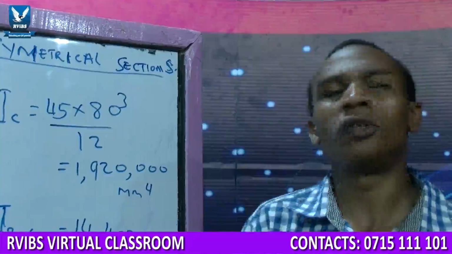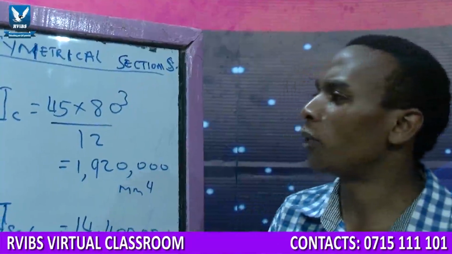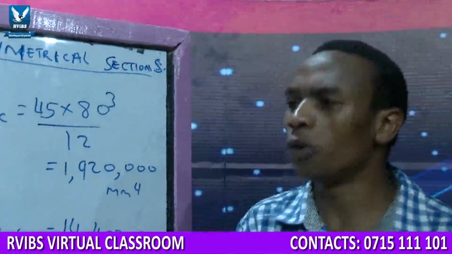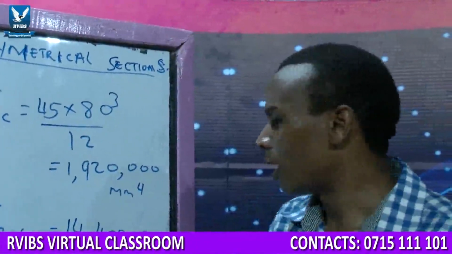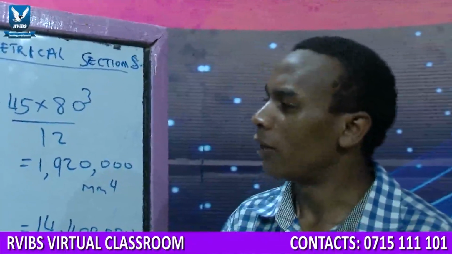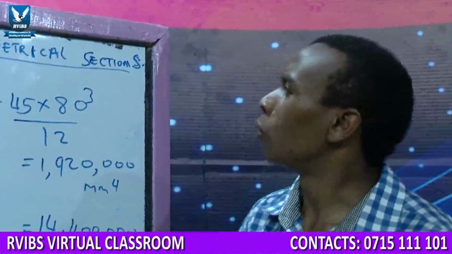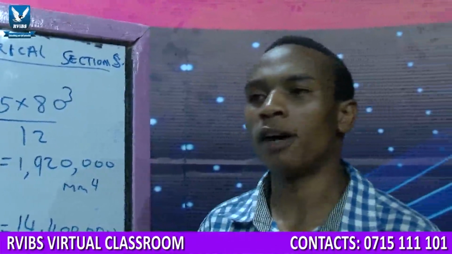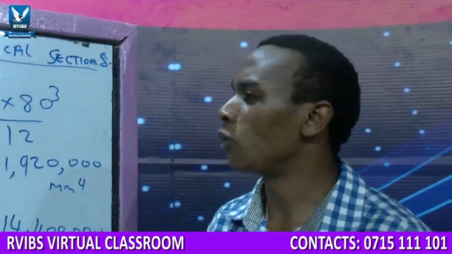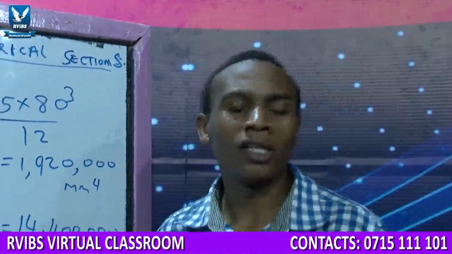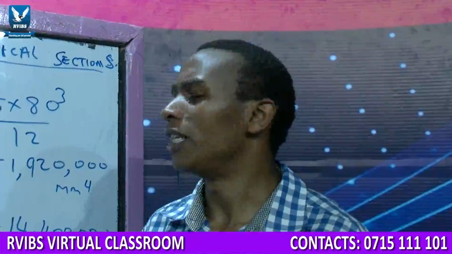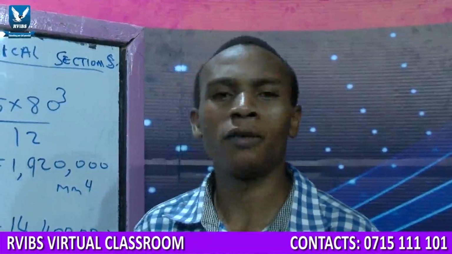There are other sections out there that are not symmetrical. If it is not an I-beam section, it could be a T-beam section. That is what we are going to look at in our next class. For today, we are going to end there. In our next lesson, we are going to look at the asymmetrical sections that we have around in most structural works, or in any other work related to engineering.